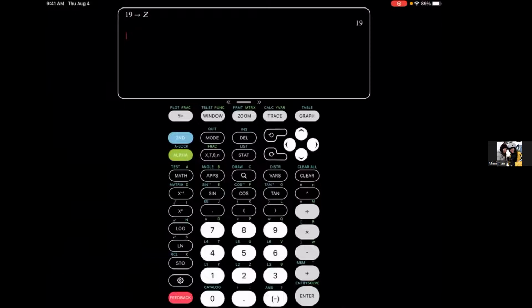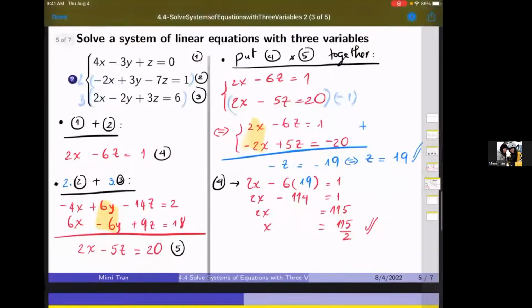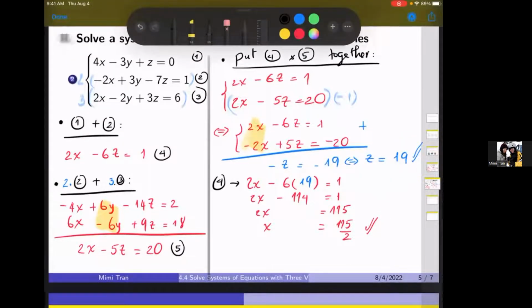So 19 is stored. I'm gonna pick letter z right there. Okay, and then what do we have for x? Store x. And read me the first equation. 4x minus 3y plus z equals 0. Okay, all right. Let's solve for y. See what happened. Number 1 is not ideal. I should have eliminated x's. I'm gonna pick number 1 to solve for y.